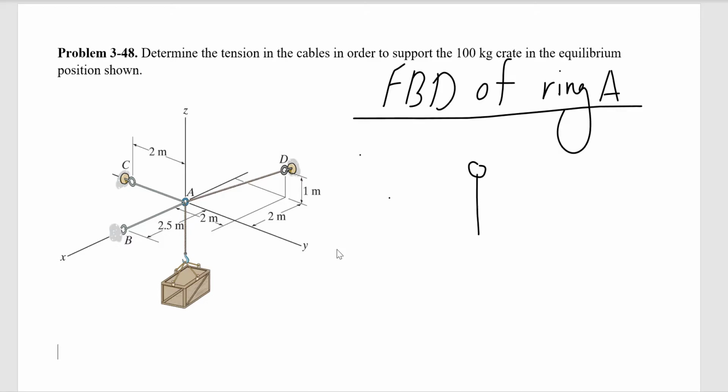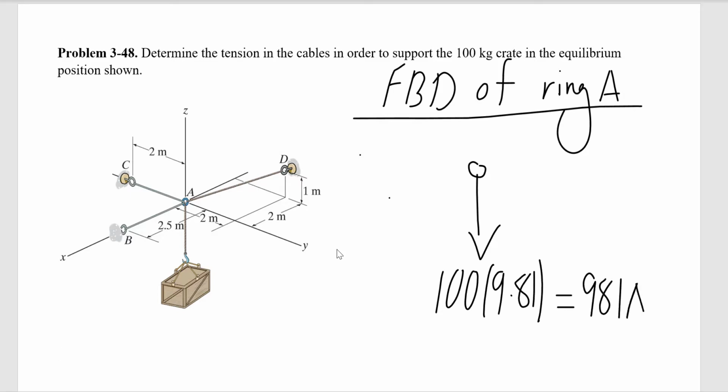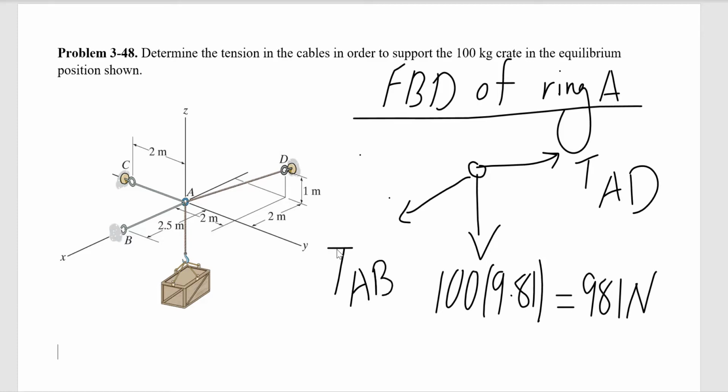I have the weight, which is 100 kilogram times 9.81. I will get 981 Newton, acting in the opposite direction of Z coordinate. Then I have my tension, TAD, and TAB, as well as TAC. So these are the four forces that are acting in our ring A.